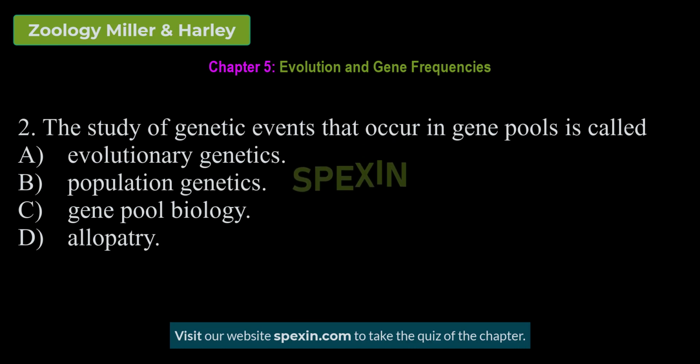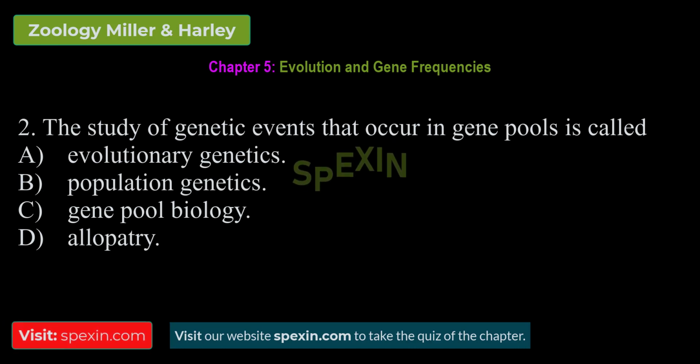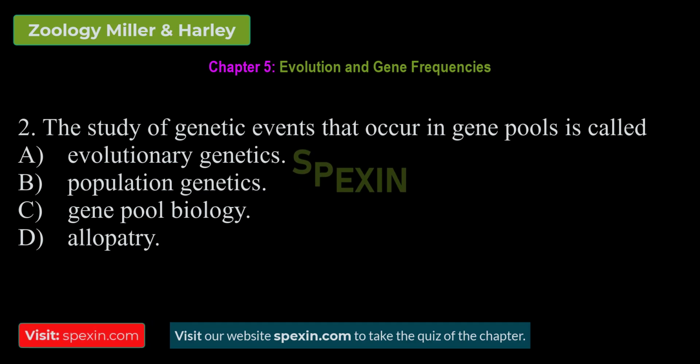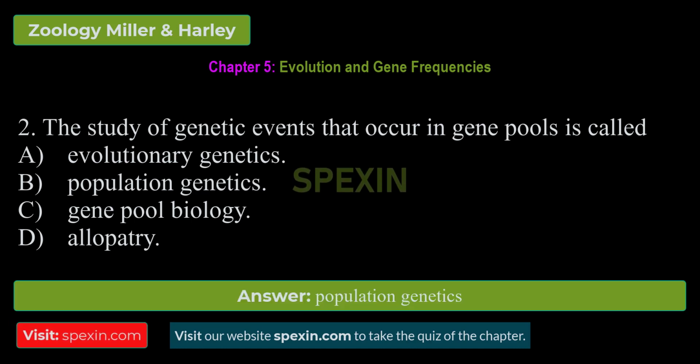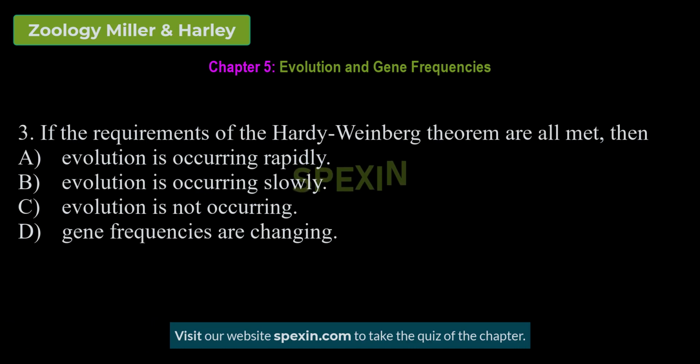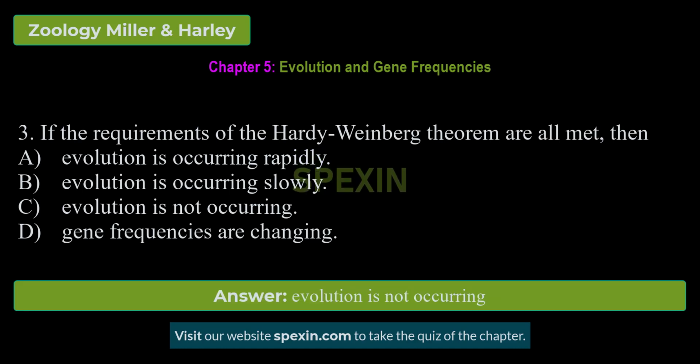The study of genetic events that occur in gene pools is called evolutionary genetics, population genetics, gene pool biology, allopatry. Correct answer: population genetics. If the requirements of the Hardy-Weinberg theorem are all met, then evolution is occurring rapidly. Evolution is occurring slowly. Evolution is not occurring. Gene frequencies are changing. Correct answer: evolution is not occurring.